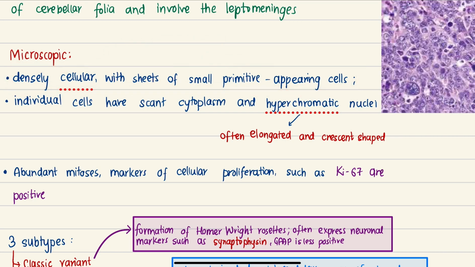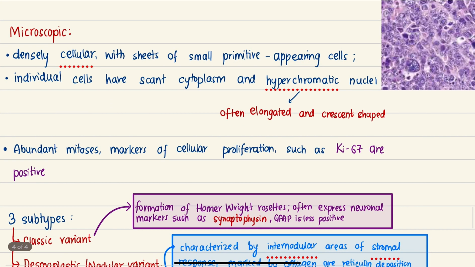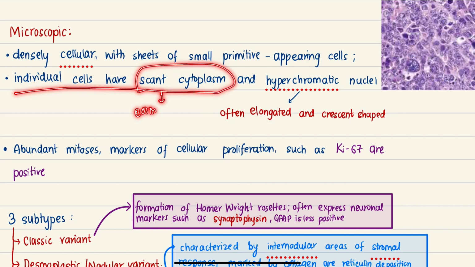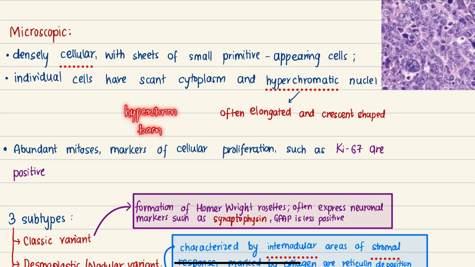So densely cellular, high cells, which means there is high mitotic activity and sheets of small primitive appearing cells. Though there is high cellular activity and mitosis, still the cells are small primitive appearing cells. Individual cells have scant cytoplasm, so when there is less cytoplasm, eosinophilic features are decreased, and hyperchromaticity or basophilicity is increased in the cells.